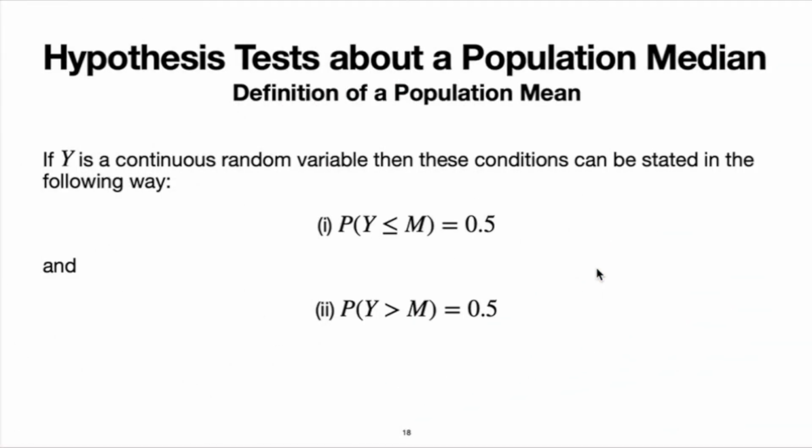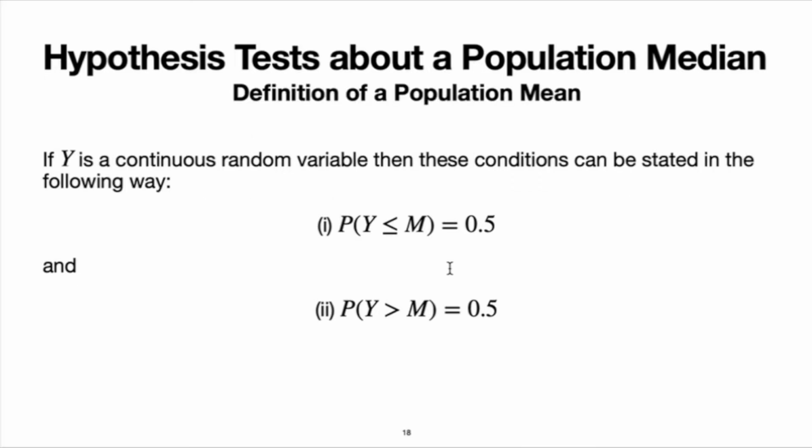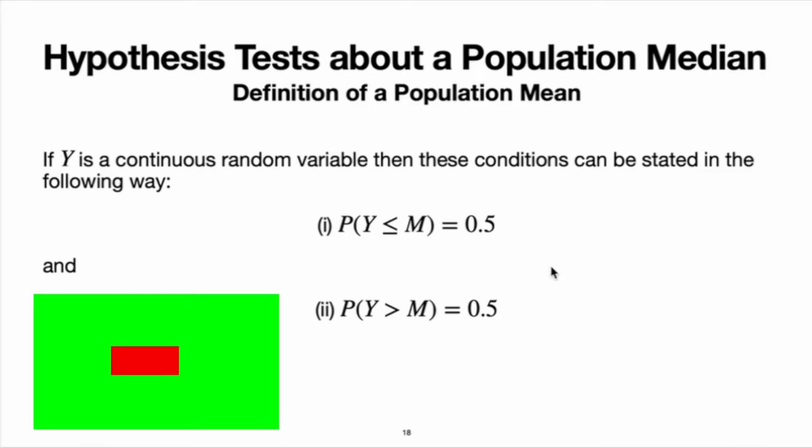Now, if y is a continuous random variable, then these conditions can be stated in the following way. So we still have two conditions. The first is that the probability that y is less than or equal to cap M is equal to 0.5, and the probability that y is greater than cap M is also equal to 0.5. So if you notice, by virtue of the random variable being continuous, these inequalities in the previous slide, let me go back there, you can see here we had inequalities, but here they become equalities.